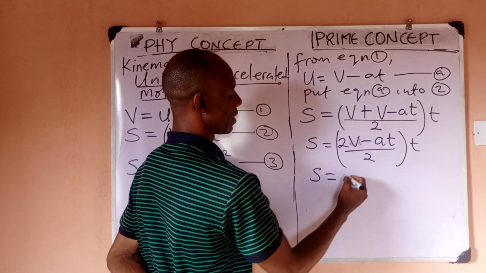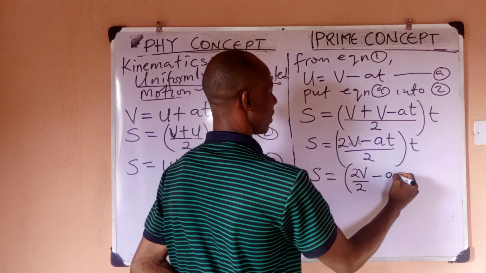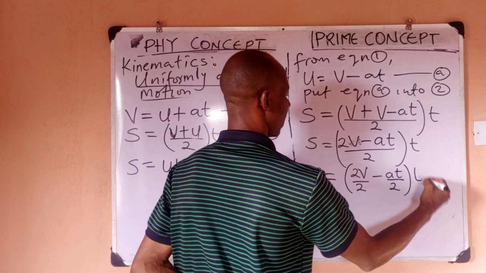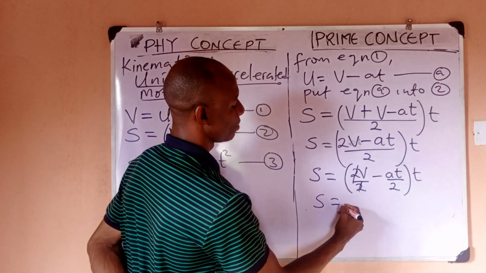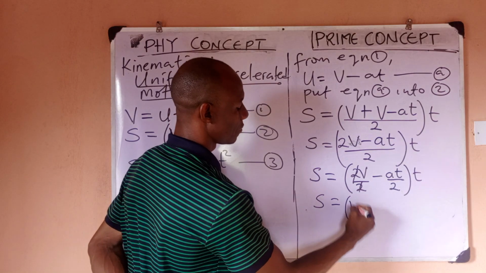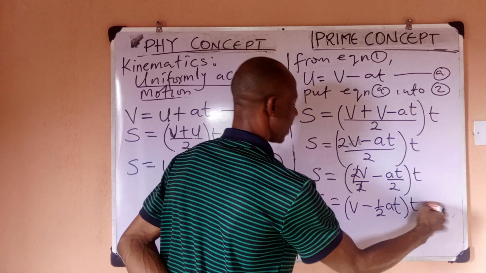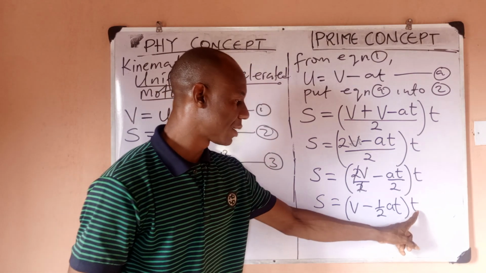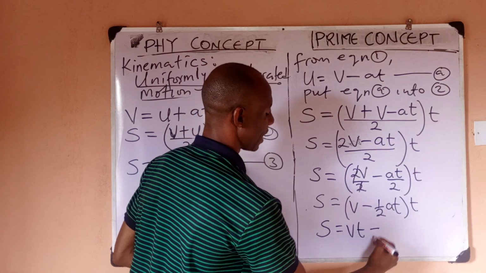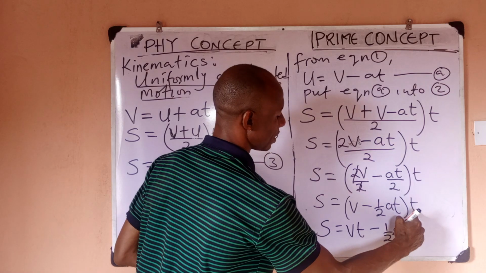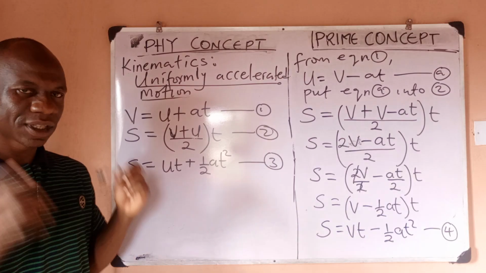I can split this by saying that this is 2v divided by 2 minus at divided by 2, multiplied by time, so that 2 can go clearly. You can see that. Then s becomes v minus, this can be written as half at, multiplied by t. And when I expand t times v, I would have that s becomes vt minus half a, and when t multiplies t, you have t squared. So this is equation what? Equation 4. Take note of this.